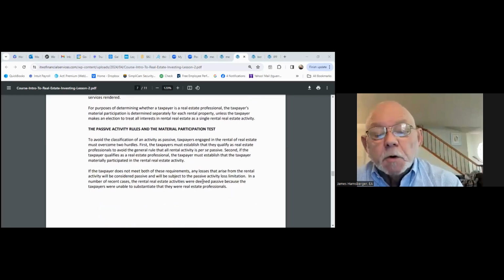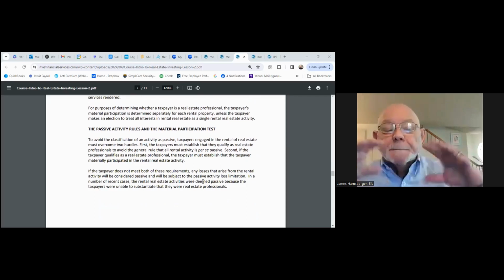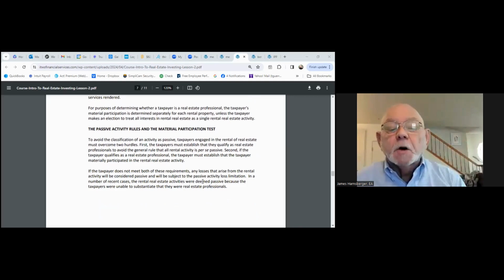Passive activity rules and material participation are very important. To avoid the classification of an activity as being passive, you have to be engaged in the rental or real estate business and overcome those two hurdles. The taxpayers must establish that they qualify as a real estate professional by the facts and circumstances surrounding their activity.